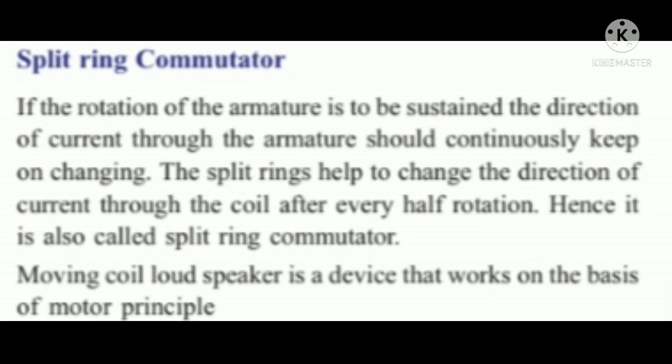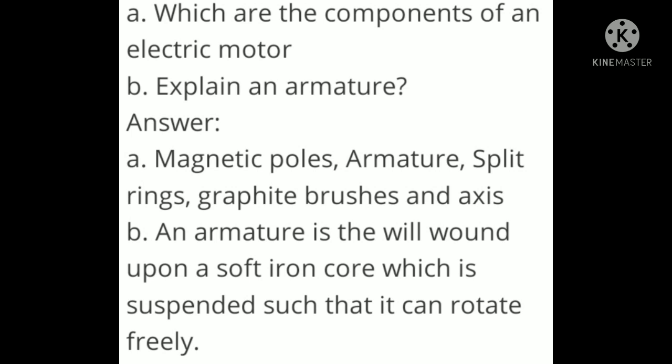What is split ring commutator? It is a sure question for examination. Which are the components of an electric motor? Magnetic poles, north pole and south pole, armature, split rings, graphite brushes and axes are the components of an electric motor. What is armature? An armature is the coil, not wheel, coil wound upon a soft iron core which is suspended so that it can rotate freely.